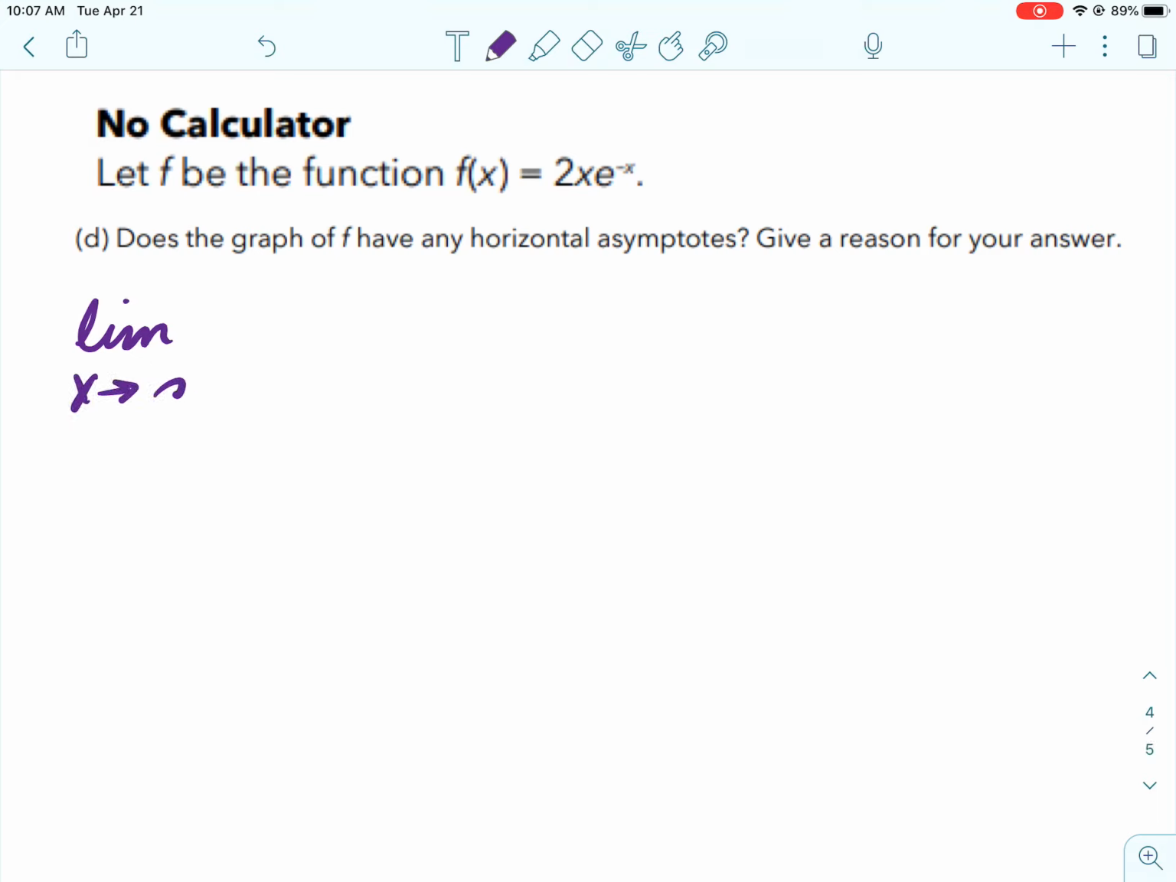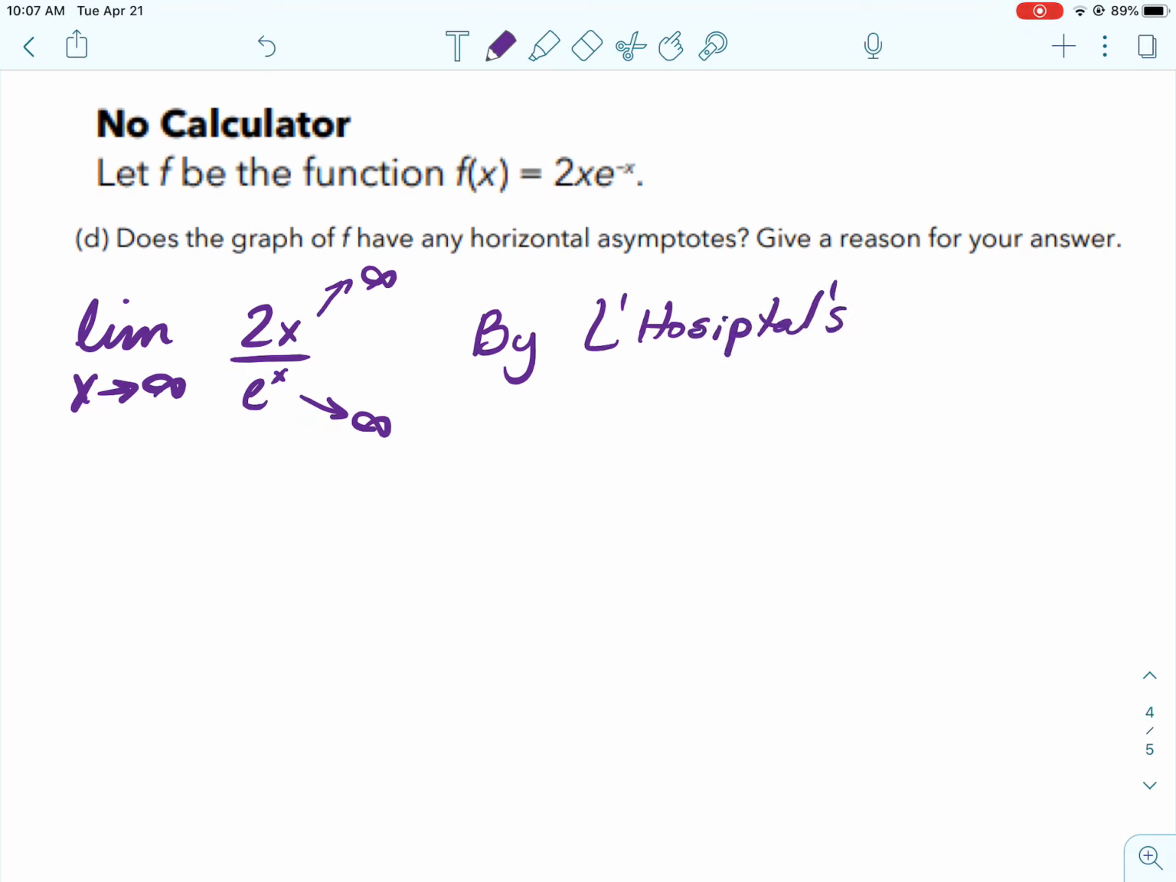Okay. And then the last part on this one, we're asked to determine if f has any horizontal asymptotes. So whenever you're using calculus to show horizontal asymptotes, you're finding the limit as x approaches infinity. That's the horizontal asymptote going to the right. And we do need to check the left also. So let's just start with the right. So 2x e to the negative x is the same as 2x over e to the x. So that's what we're going to use to find this limit.